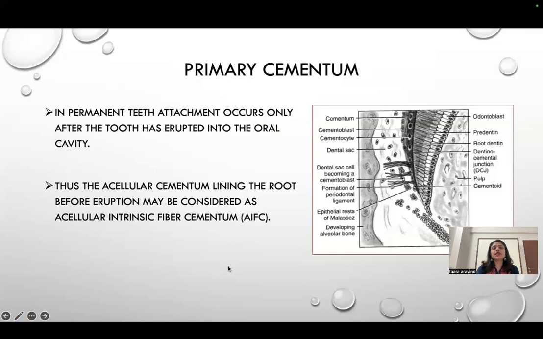So in permanent teeth, attachment occurs, that is, the extrinsic fiber gets attached to the fibrous fringe of the cementum. That attachment occurs only after the tooth has erupted into the oral cavity. Thus, the acellular cementum lining the root before eruption may be considered as acellular intrinsic fiber cementum. Only after eruption do the periodontal ligament fibers, that is extrinsic fibers, get attached to the fibrous fringe, forming the acellular extrinsic fiber cementum.